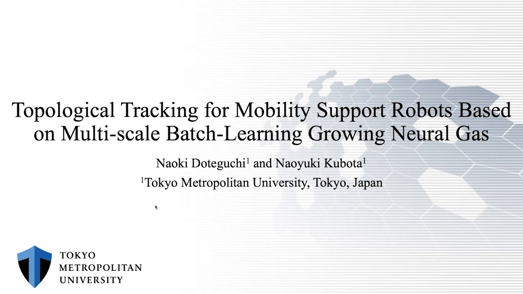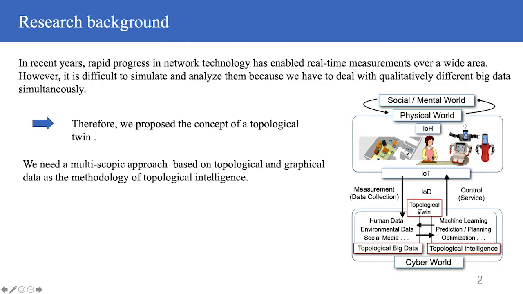Today, I'll talk about topological tracking for mobility support robots based on multi-scale batch learning growing neural gas. Recently, the basic concept of cyber-physical systems has been extended to various research fields, such as cyber-physical social systems and cyber-physical human systems. And thanks to the rapid progress of networks technology, we can realize the real-time measurement of people, moving objects, and environments in a wide area.